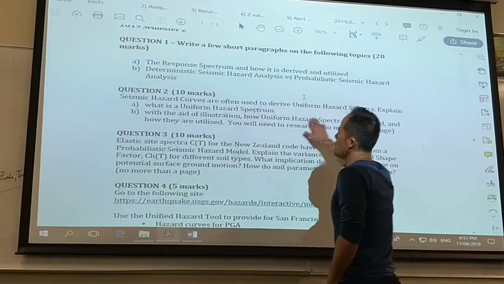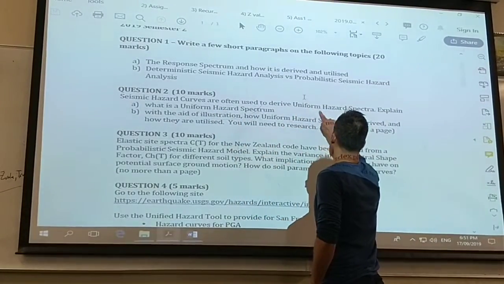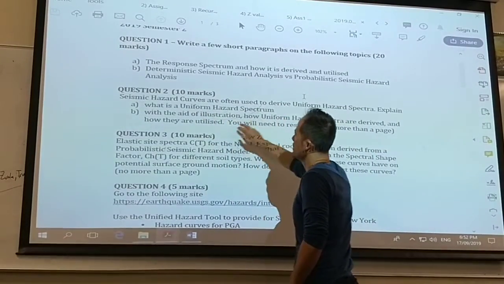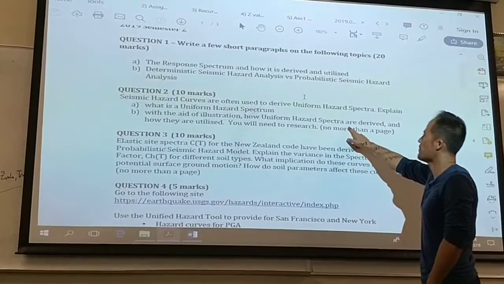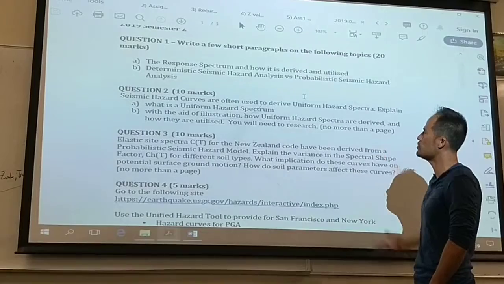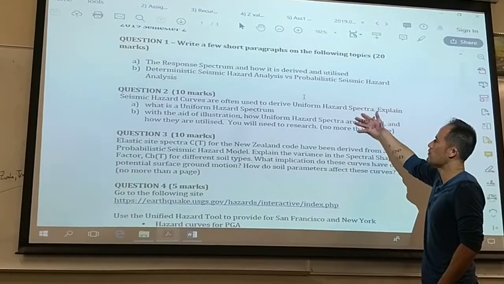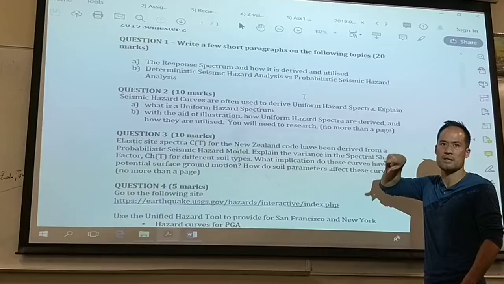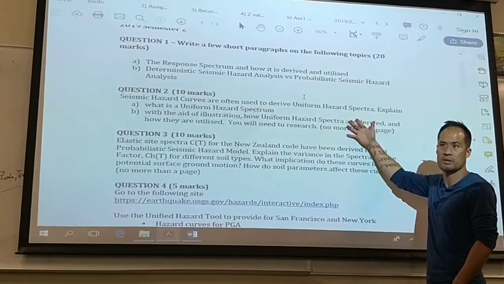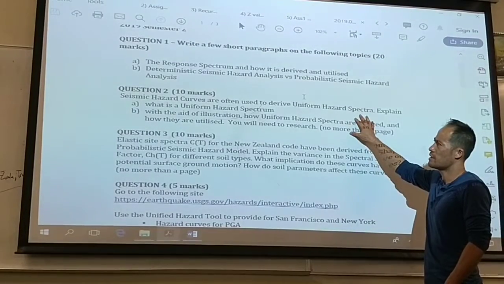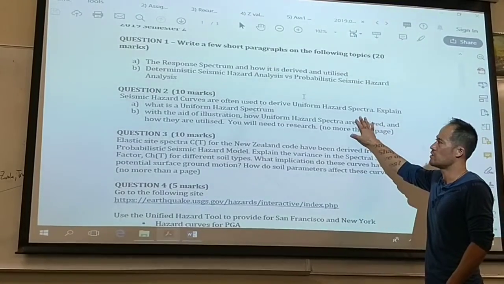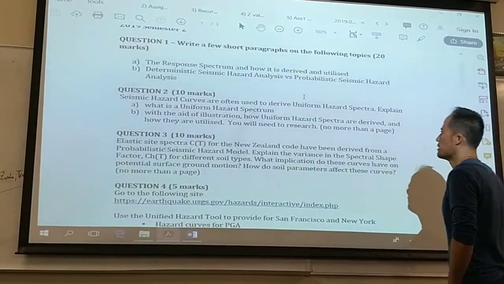Here, seismic hazard curves are often used to derive uniform hazard spectra. Explain what a uniform hazard spectrum is, and with the aid of illustration, explain how uniform hazard spectra are derived and how they are utilized. This is a little bit more advanced, but I've got some notes in that folder on uniform hazard spectra as well. And this actually pertains to how we come up with the response spectrum in the code as well. But just do a little bit of research on that and write what you can.